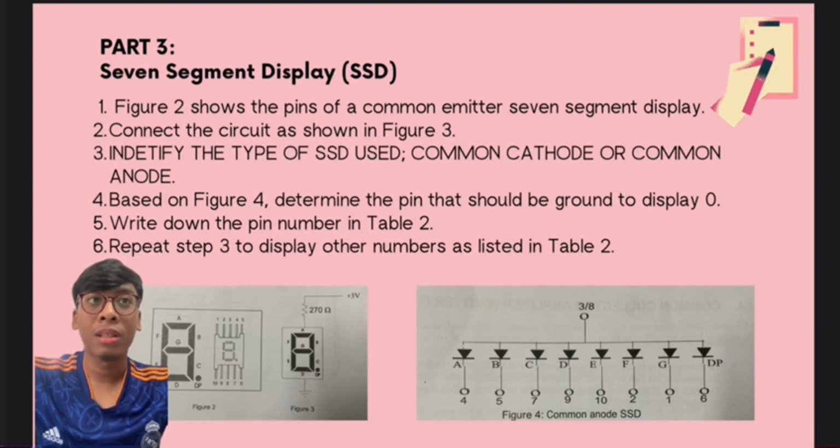Firstly, we're going to connect the circuit as shown in figure 3, and then we're going to identify the type of SSD used, either it's common cathode or common anode. Then based on figure 4, we're going to determine the pin that should be grounded to display 0, and write down the pin number in table 2. And lastly, we just repeat step 3 to display other numbers as listed in table 2.